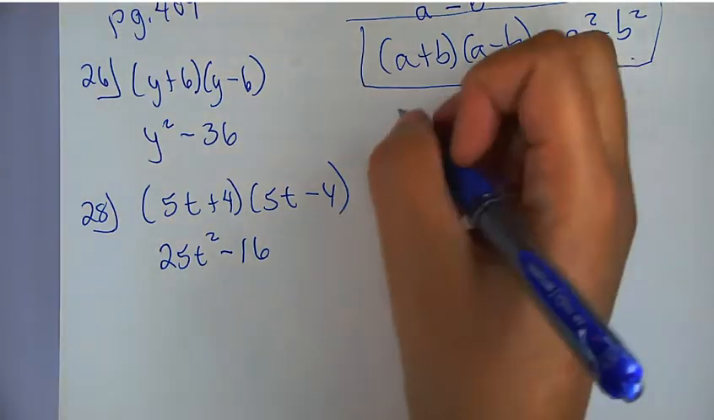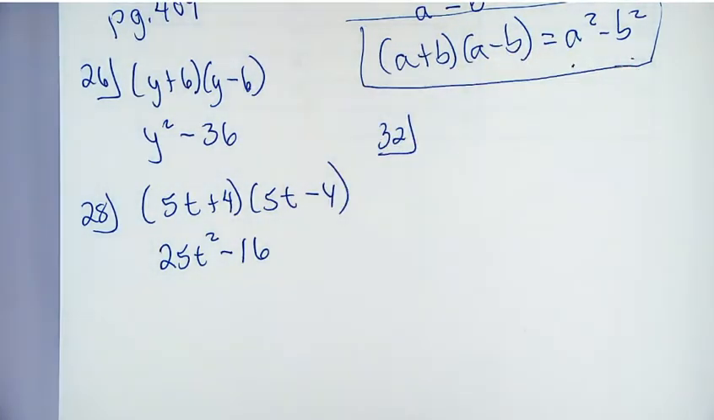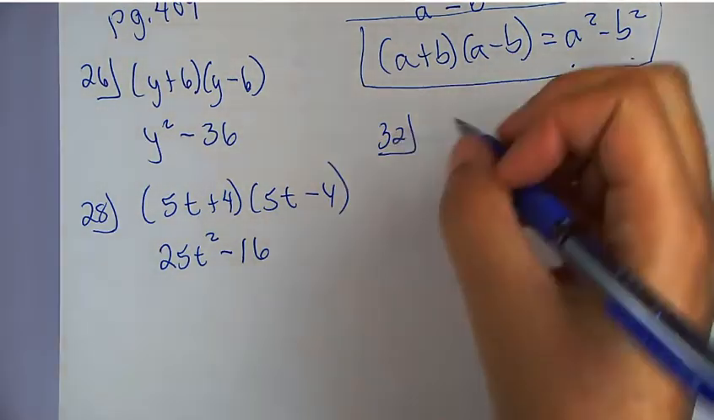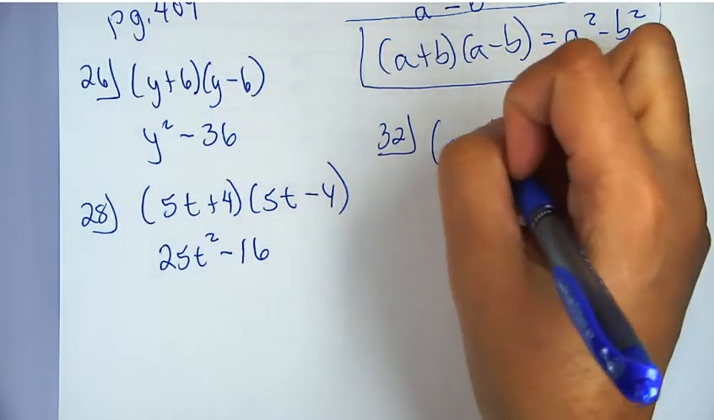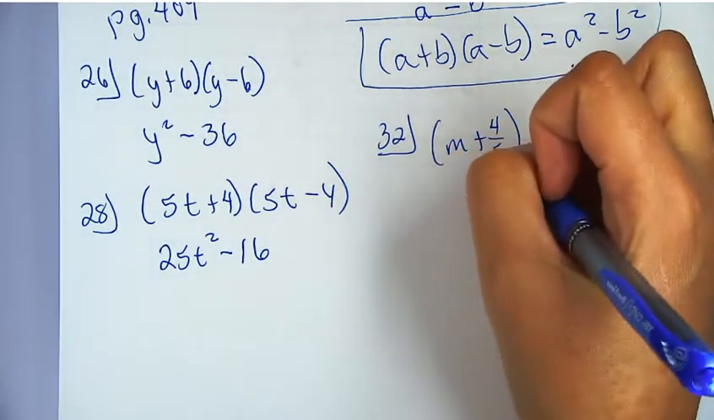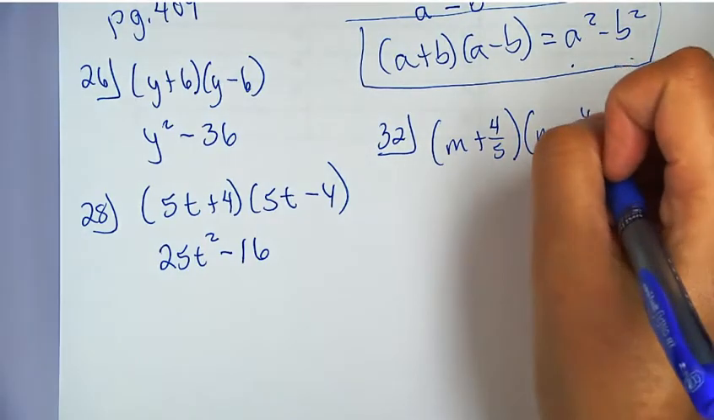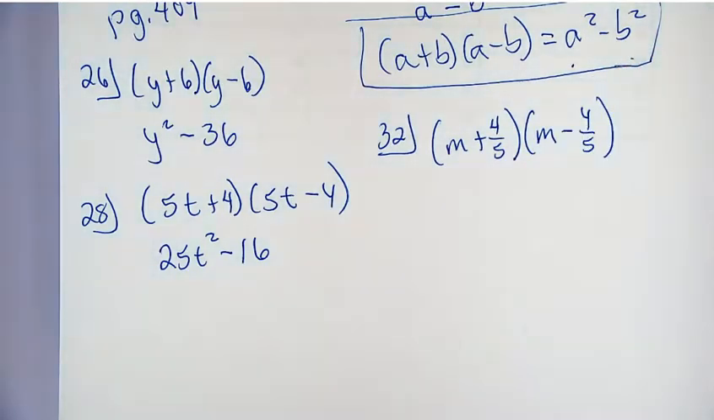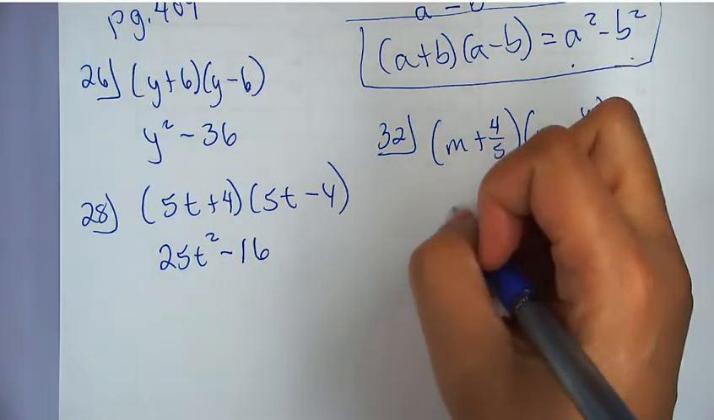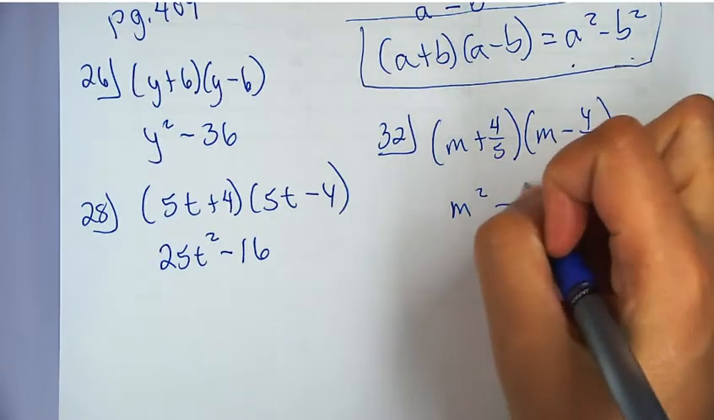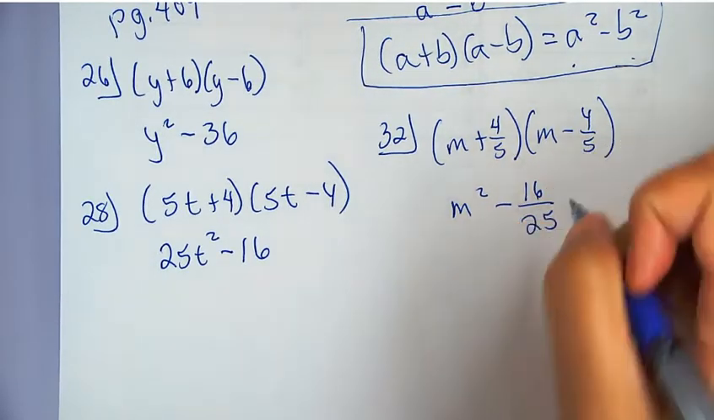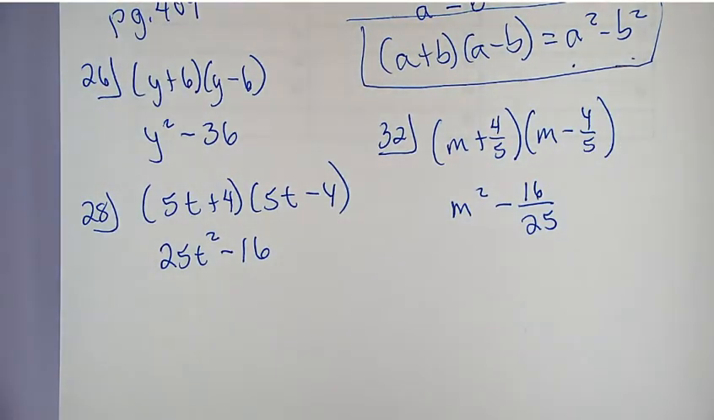Let's try 32. And why don't you pause it and try it yourself? You try. But I'm going to keep going. But I think you should try. You would benefit from it. Let's take m plus 4/5 times m minus 4/5. If you take m plus 4/5 times m minus 4/5, we end up with m squared minus 16 over 25. And that's it. That is it.